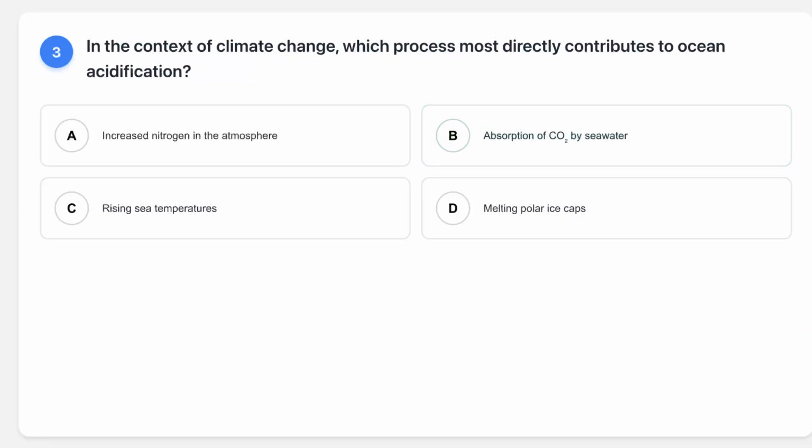Question. In the context of climate change, which process most directly contributes to ocean acidification? Option A. Increased nitrogen in the atmosphere. Option B. Absorption of CO2 by seawater. Option C. Rising sea temperatures. Option D. Melting polar ice caps.